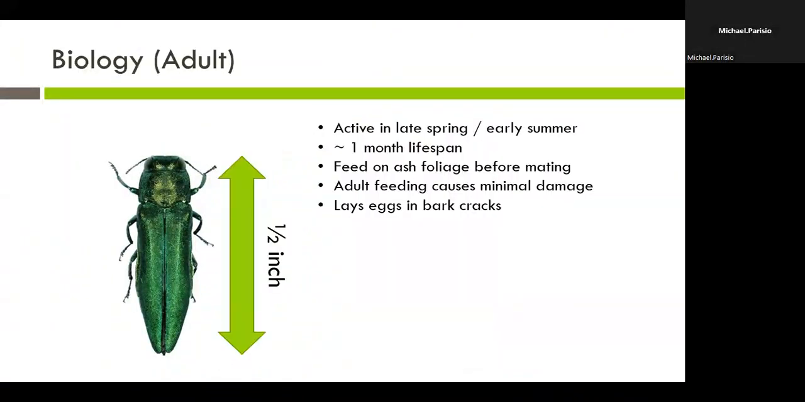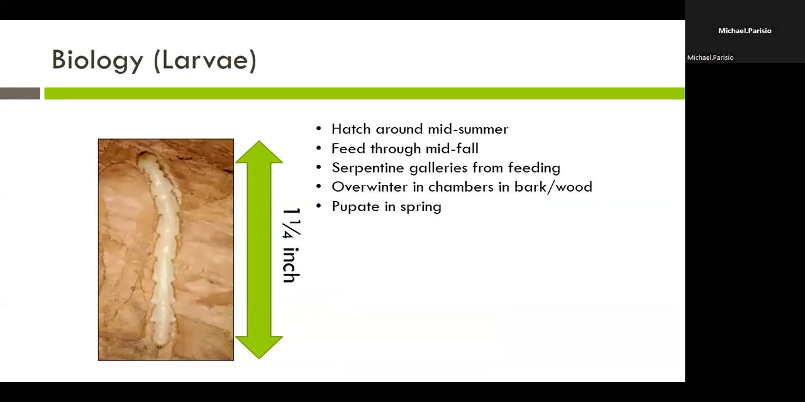And so yeah, just basic biology, it's an invasive wood-boring beetle. The adults are active for a couple months in the summer. It spends most of its time as a larva just beneath the bark of the tree, feeding on the cambium in the phloem. And typically it can have a 1 to 2 year life cycle.